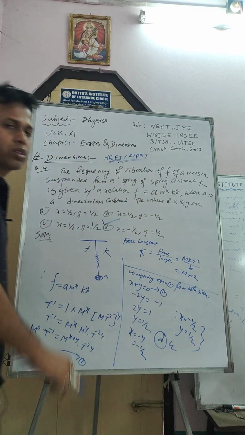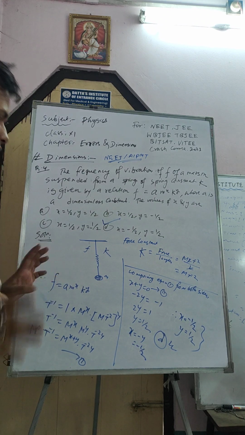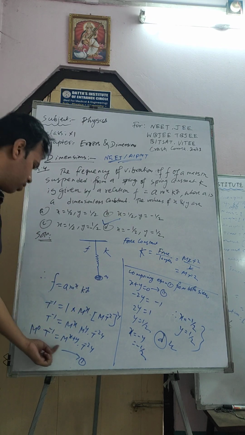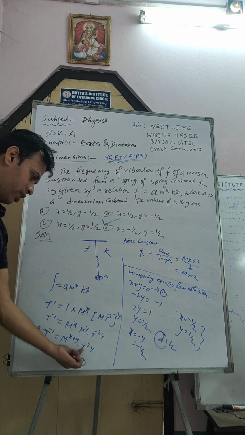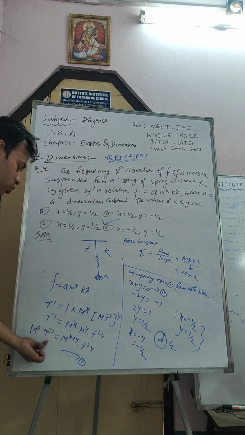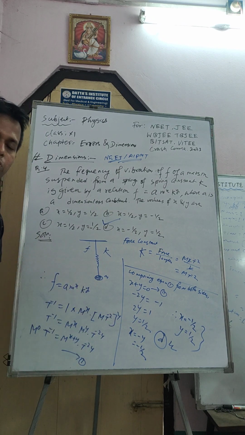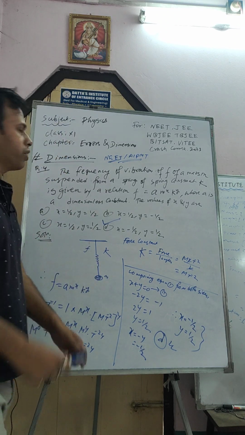So this is another method of dimensions. The frequency of vibration is given, so I write the formula and put the dimensions on the left side and right side. After that I simplify the powers, then compare the powers of the similar terms on both sides. For M, x plus y is 0, and for T, minus 2y equals minus 1. So y equals half, x equals minus y, that is minus half. So option D is the correct answer. Okay, got my point? Right.